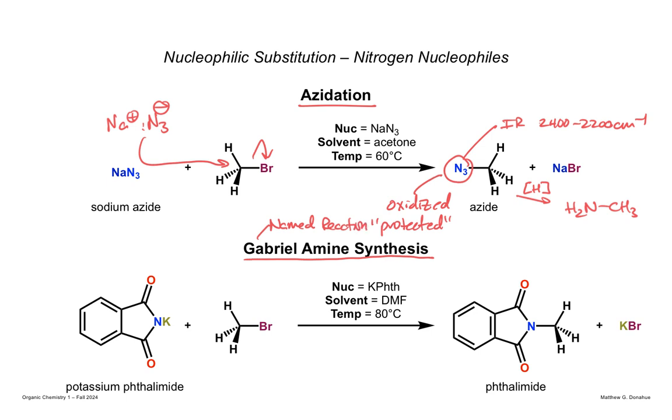So a lot of organic chemistry, especially in Organic 2, is based off named reactions. So the Gabriel amine synthesis uses this reagent that's shown, which is called potassium phthalimide. And so that nitrogen is going to have two lone pairs. It'll be negatively charged, and then the potassium's plus.